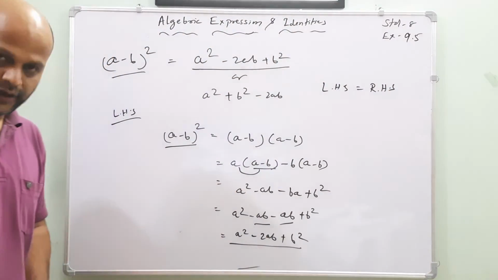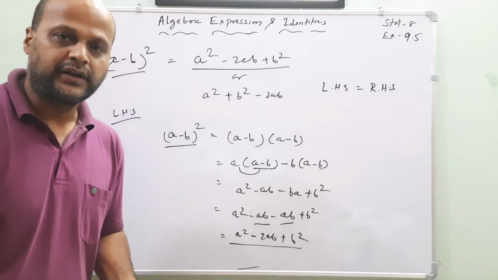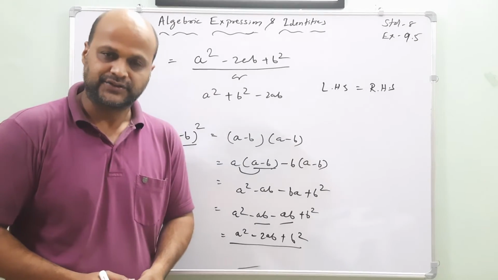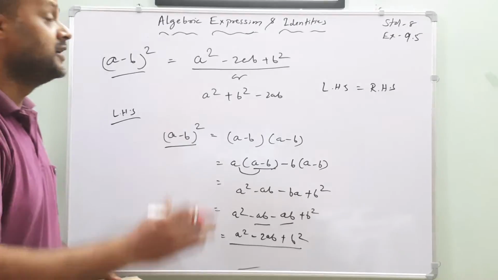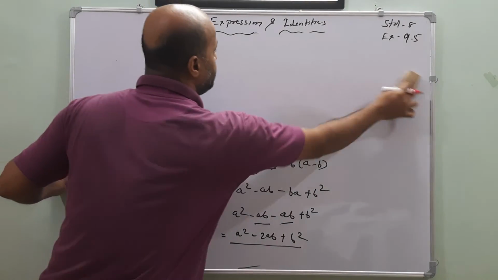Understood, my dear friends? So it is very, very important for you to remember the identities. Okay, very good, my dear friends. Let's go to the third one. What is the third one saying?